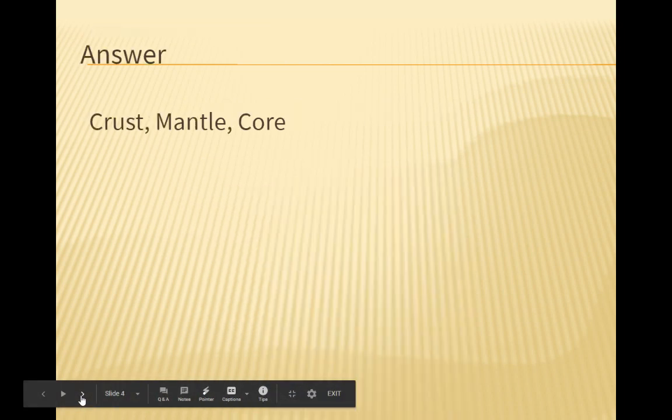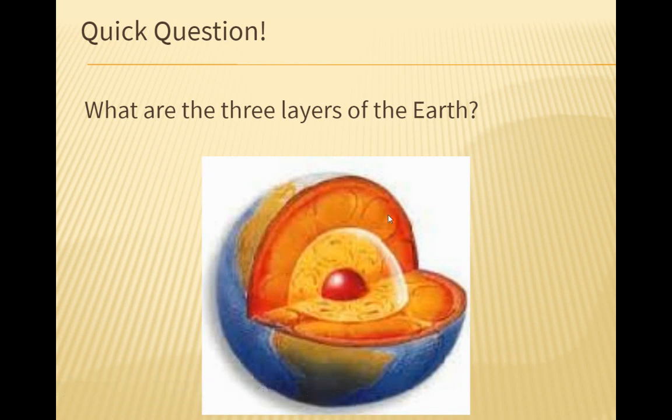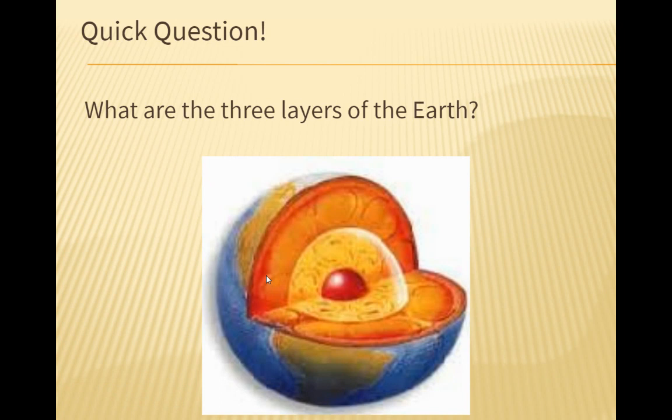So if you were able to answer crust, mantle, core, you were correct. You have your inner core, your outer core, your mantle, and your crust. Actually, the mantle is this little orange part. So you have an inner core and an outer core, and your crust. We live on this little thin area called the crust. There are two types of crust. There's oceanic crust, and there's continental crust, and I'll explain more about that as we go through.